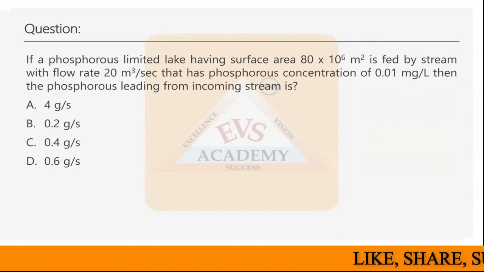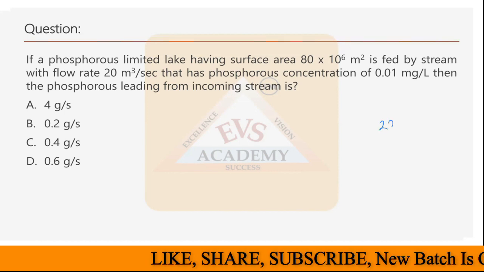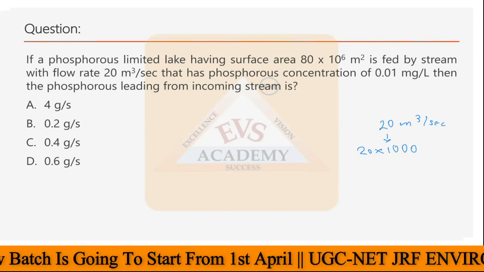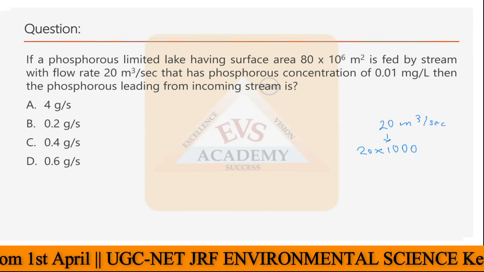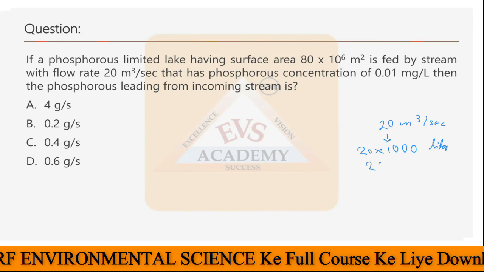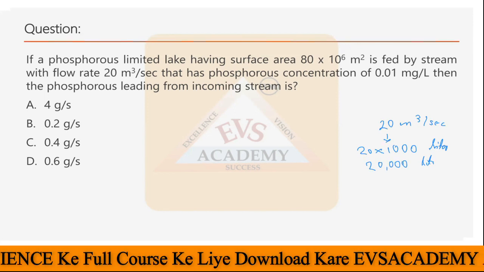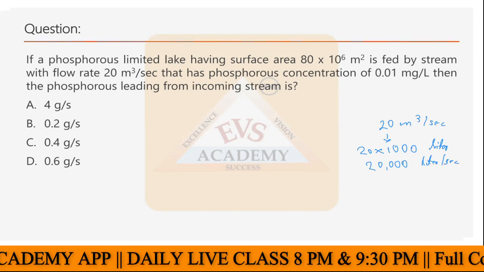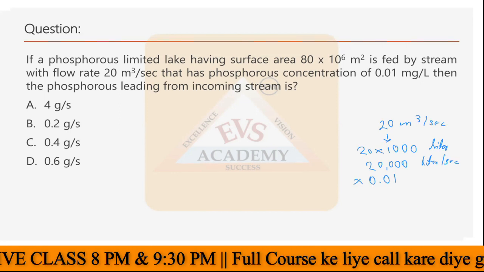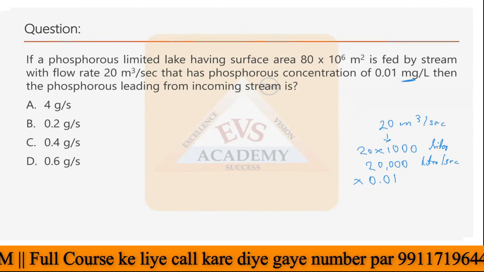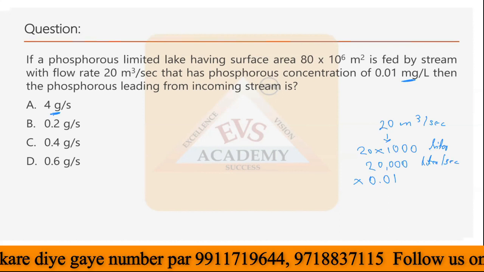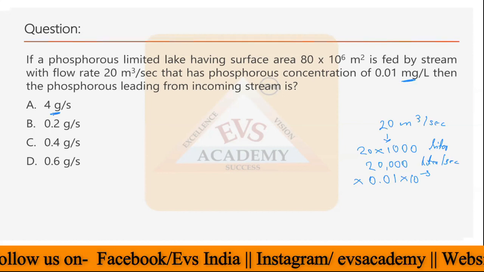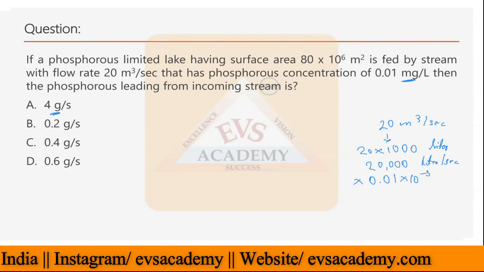The same thing you will do here as well. The flow rate provided here is 20 meter cube per second. So in 20 meter cube, how many liters will you have? 20 multiplied by 1000 liter, because 1 meter cube can contain 1000 liter of water. So this is 20,000 now. So 20,000 liter of water is coming every second into this lake, having a phosphorus concentration that you just multiply by 0.01 milligram per liter. But the options are in gram per second, so you have to convert it into grams. Milligram to gram, you multiply by 10 to the power minus 3.